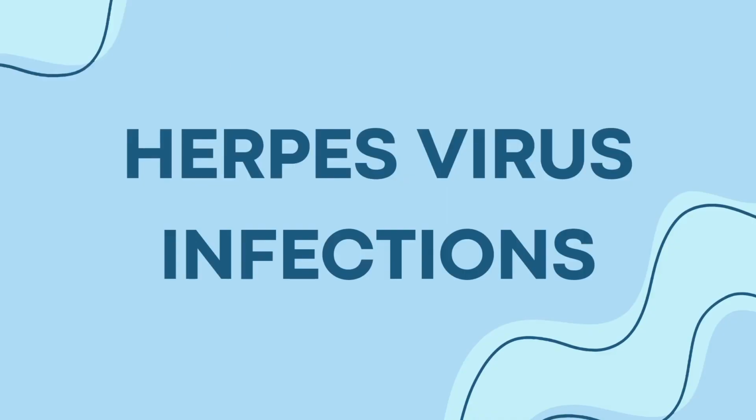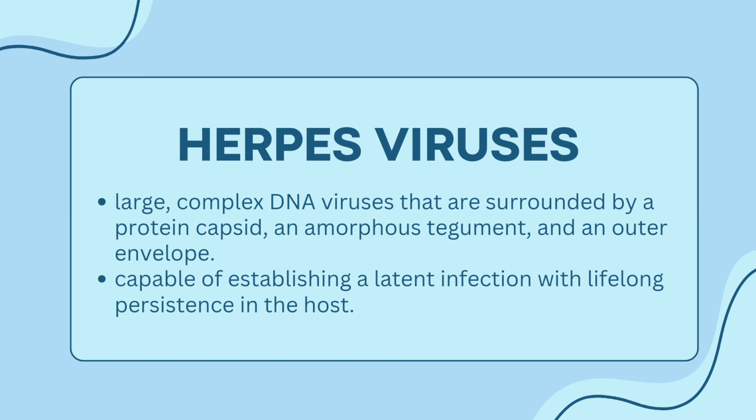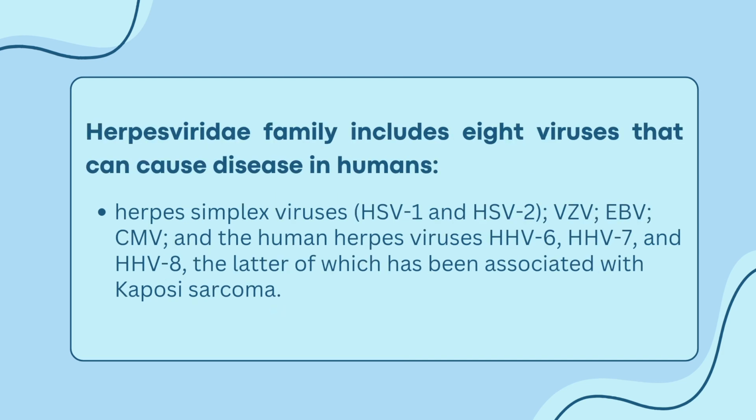The herpesvirus infections are caused by large and complex DNA viruses that are surrounded by a protein capsid, an amorphous tegument, and an outer envelope. These viruses are all capable of establishing a latent infection with lifelong persistence in the host. The Herpesviridae family includes 8 viruses that can cause disease in humans.